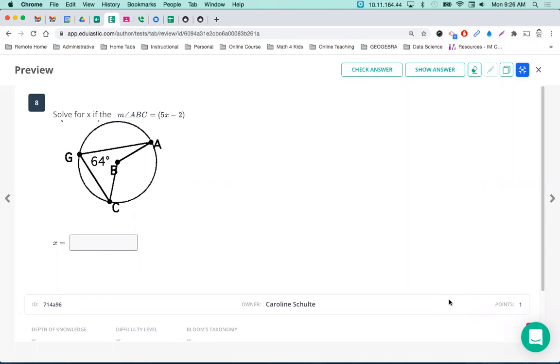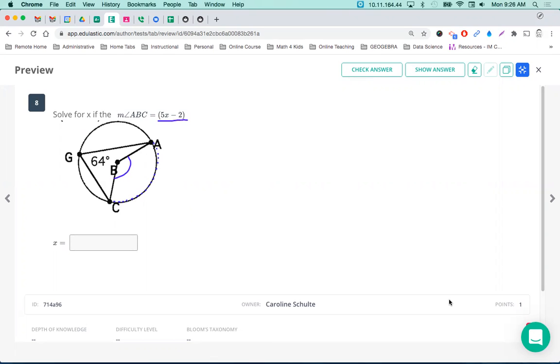In this question, we're solving for x. And this is using the relationship that we have between a central angle and an inscribed angle, and the arc that both of them make. In this case, it's the same arc AC. So what I'm going to do is a little work here to start. I know that angle ABC equals 5x minus 2. And I know that that central angle is equivalent to arc AC. So let's figure out what arc AC is first.